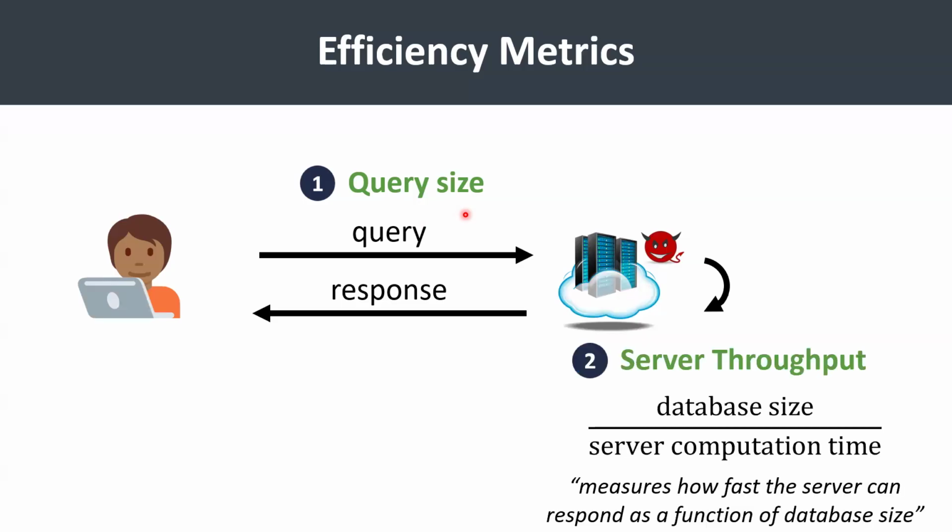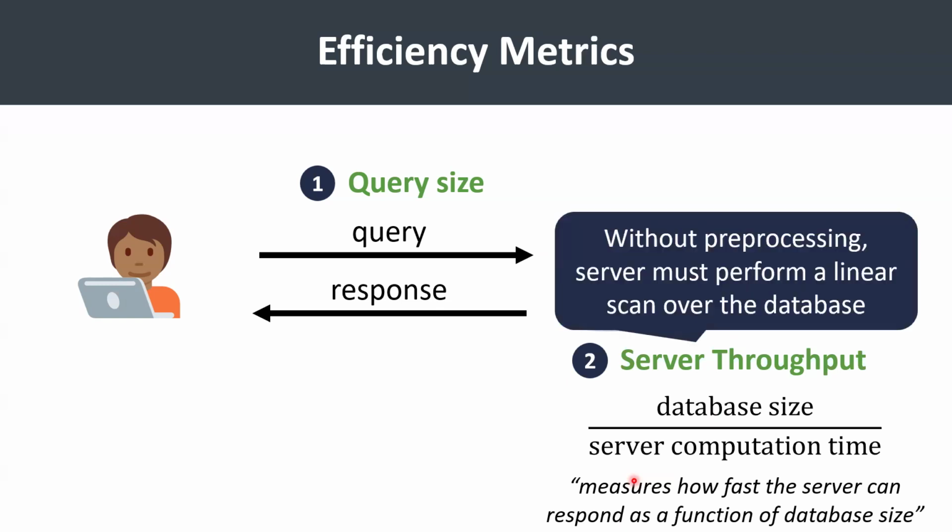The second is how fast can the server respond to the query? Usually, the way that I'm going to measure this in this talk will be by a metric called the server throughput. In particular, this is the ratio of the database size divided by how much time it takes for the server to respond to the query. And the reason that this is a relevant metric is that in a model without pre-processing, the server actually has to do a linear scan over every single record in the database in order to answer the query. And the reason for this is because of the privacy requirement.